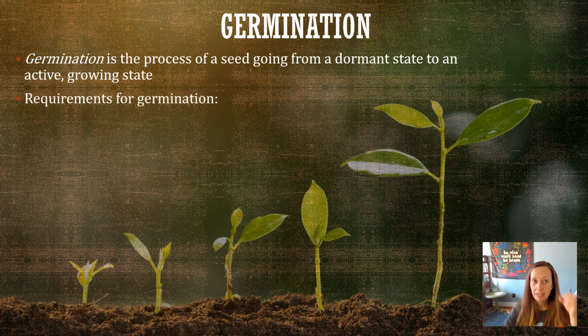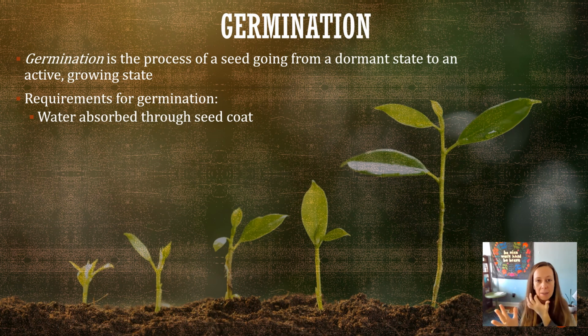So for your seed to start growing into a plant, you need water. And immediately, that's the first thing; nothing can happen until you have this. You need water to get through the seed coat somehow. Sometimes we soak seeds in water and that makes them germinate faster. Sometimes just the water from the ground will make them germinate.